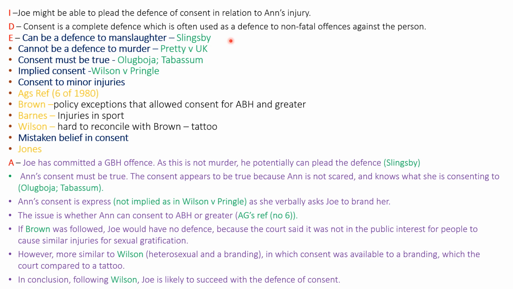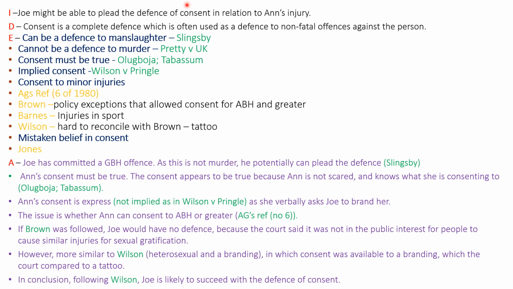So that was a really interesting case involving a ring. You might want to watch my other video on consent if you're not familiar with that case. So it can be a defence to manslaughter, but it can never be a defence to murder. And that comes from Pretty v UK, which held that euthanasia is illegal in our country. You cannot consent to your own death.